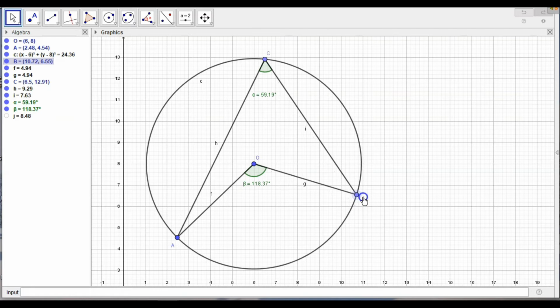So you realize that at the current location of point B, alpha reads an angle of 59.19 degrees, whilst angle beta reads an angle of 118.37 degrees, which simply tells you that when you multiply 59.19 by 2, you are going to get 118.37 degrees. I believe you are following what exactly I'm doing.